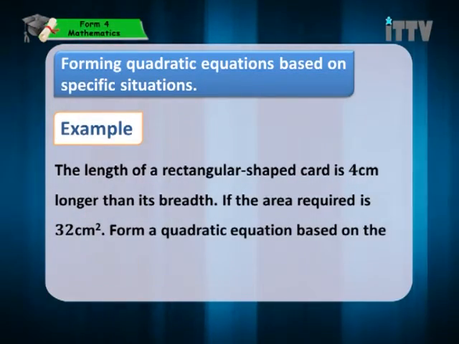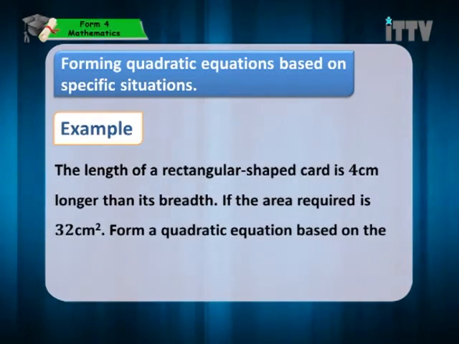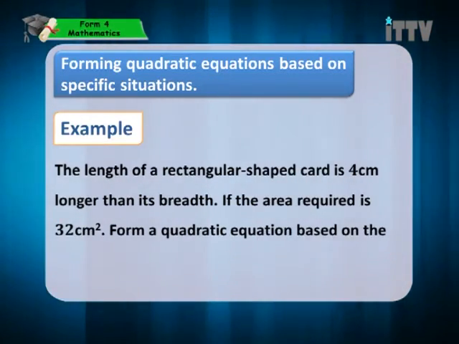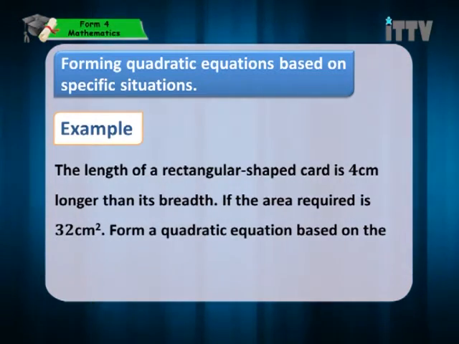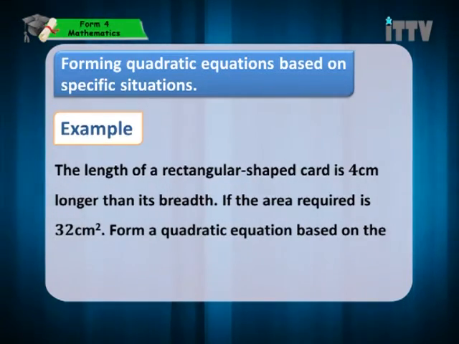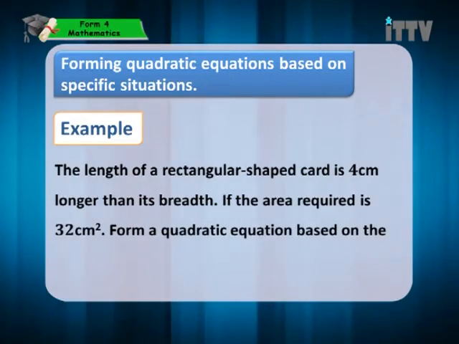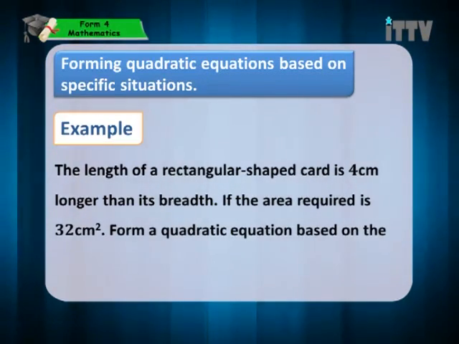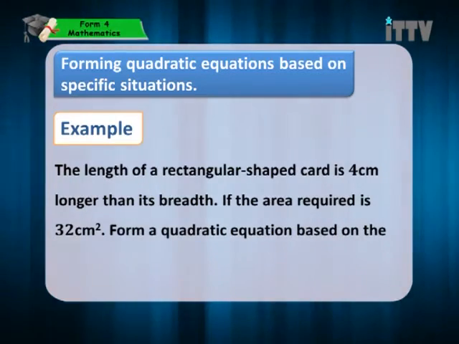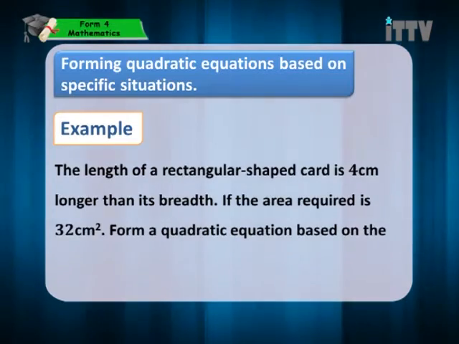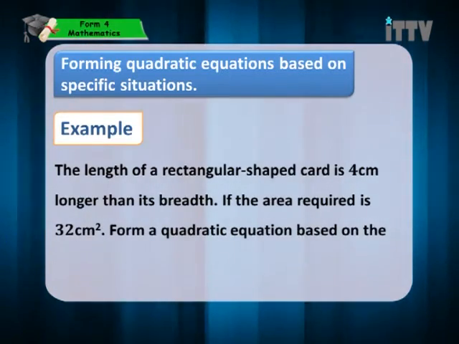Forming quadratic equations based on specific situations. Let's look at this example and read together. The length of a rectangular shaped card is 4 cm longer than its breadth. If the area required is 32 centimeters square, form a quadratic equation based on the information provided.